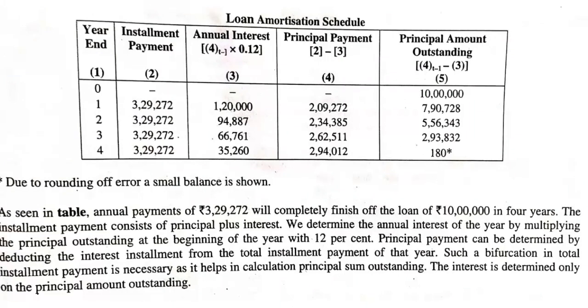Then the first year installment is 3,29,272. Then the rate of interest is 12%. Of 10 lakh, 12% is 1,20,000. Principal payment is installment payment minus annual interest. That you will get is 2,09,272. And principal outstanding is 10 lakh minus 2,09,272. You will get 7,90,728. Likewise, you need to calculate for all the years. There may be a small amount remaining, which has to be rounded off. There should be 0 at the end of the 4th year. So this way, we can calculate our schedule.